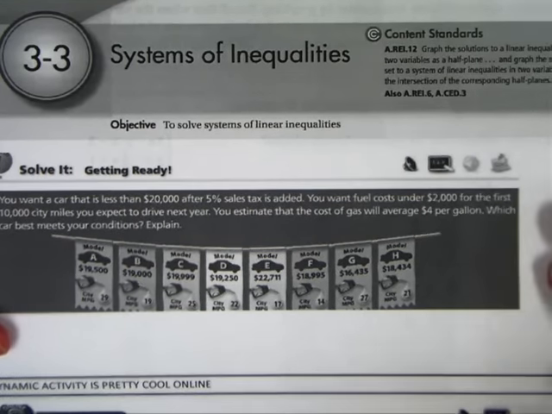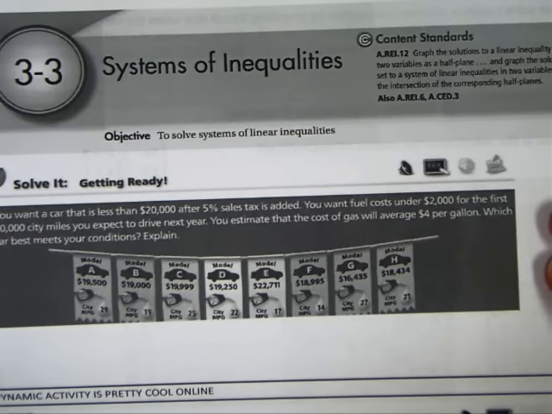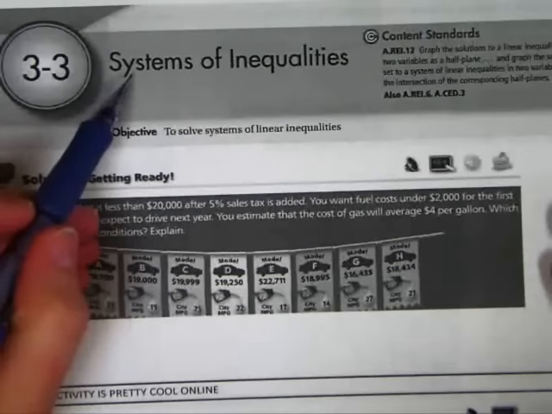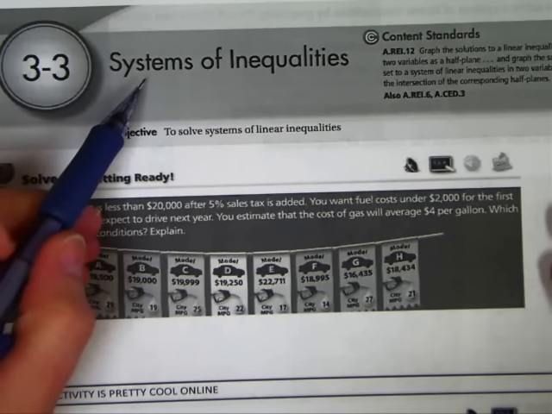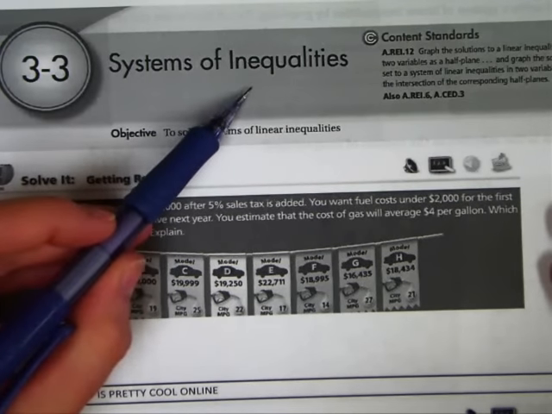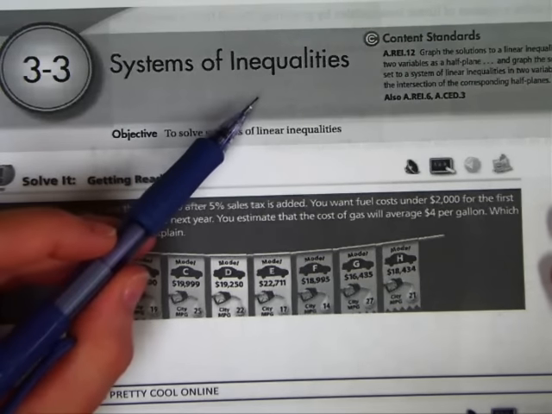Hey guys, we're going to talk about 3-3 system of inequalities today. Now whenever you have systems, that means you have more than one inequality, and an inequality means it's less than or greater than, or less than or equal to, or greater than or equal to.